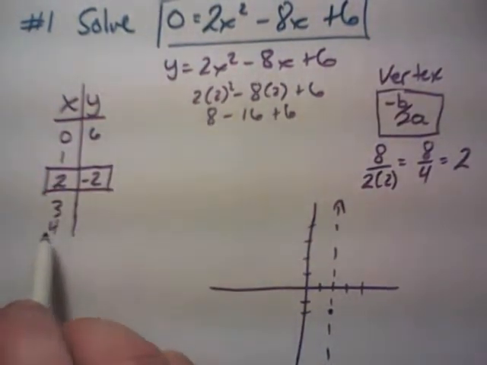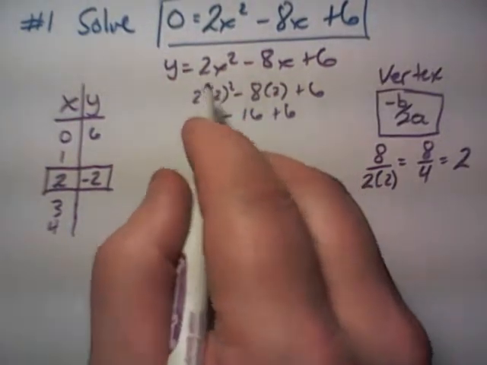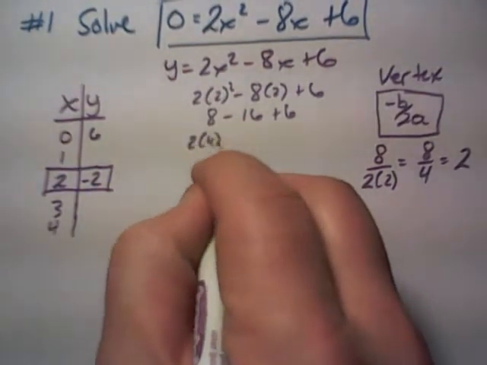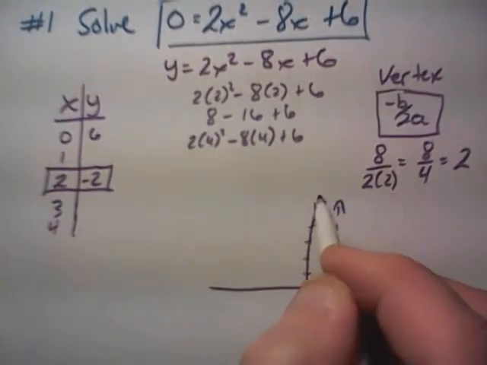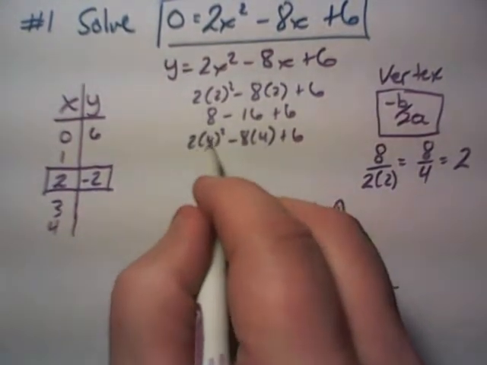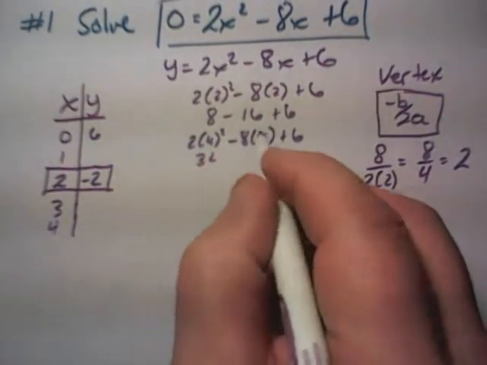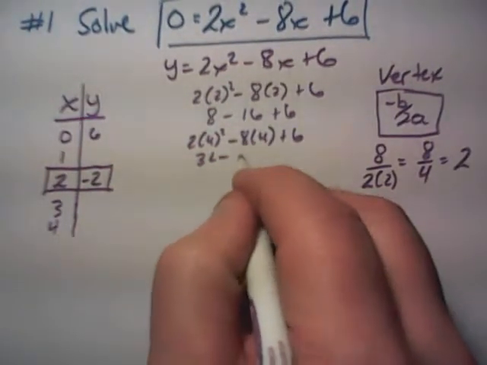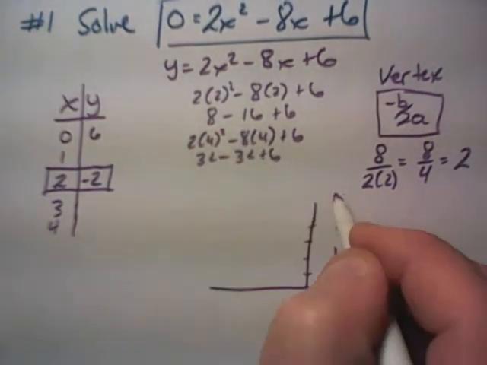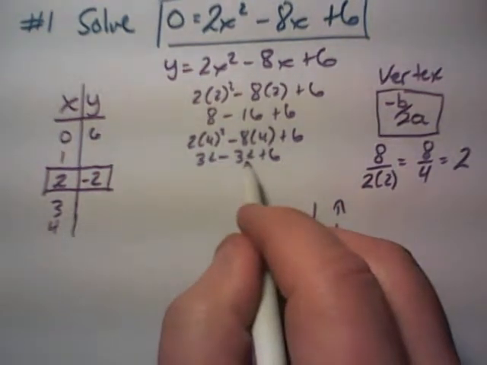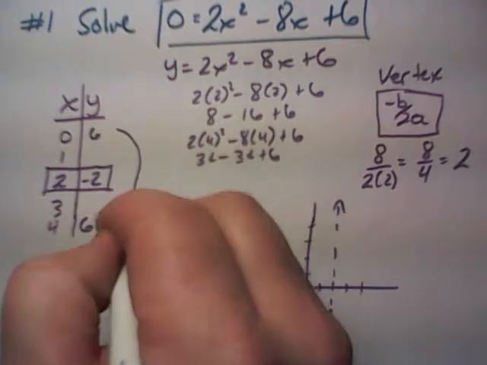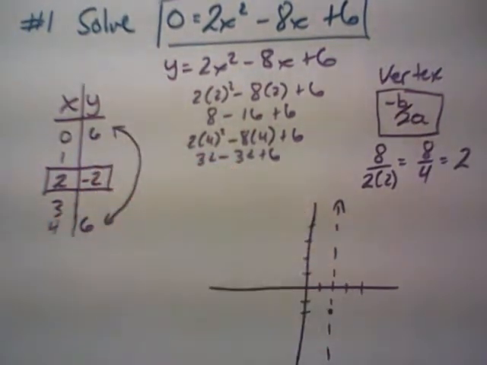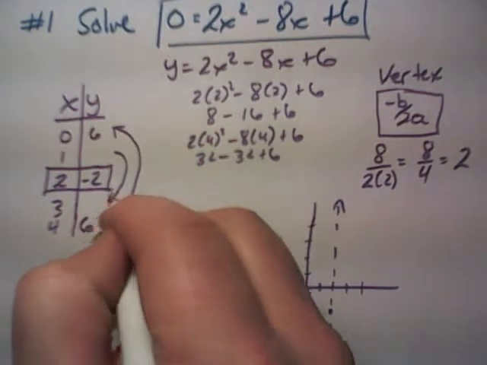And if I were to plug in 4, I would have 2 times 4 squared minus 8 times 4 plus 6. Well, 4 squared is 16, and 16 times 2 is 32. Minus 8 times 4, well, that's 32, plus 6. And 32 minus 32 is 0, plus 6 is 6. And that makes sense because we know from yesterday that those two values always match up. Same thing with these two values.